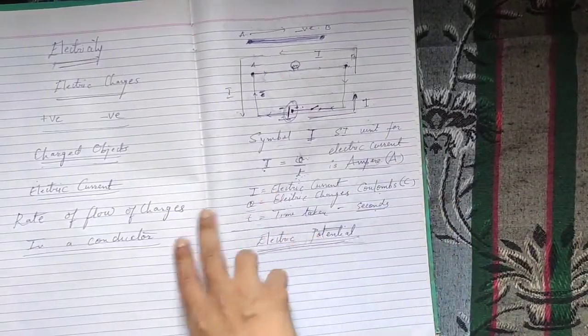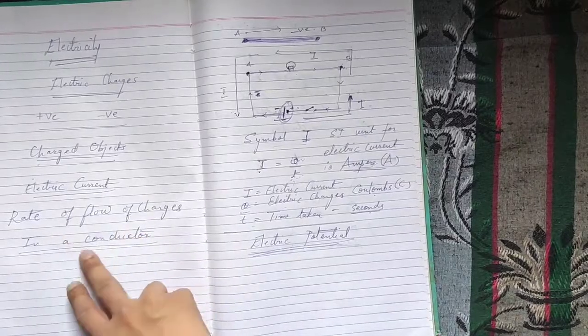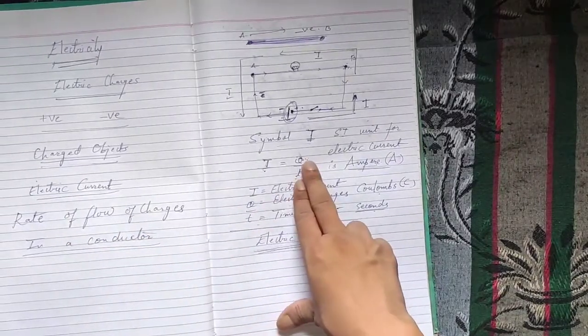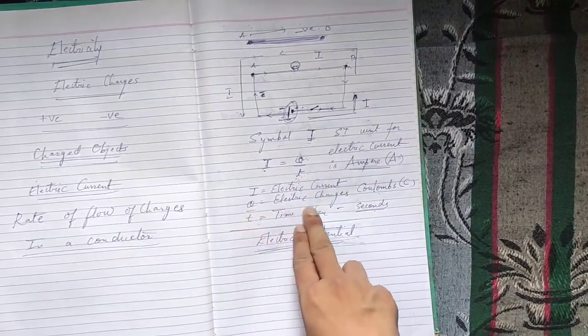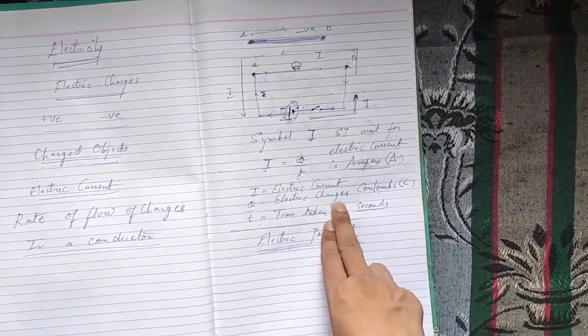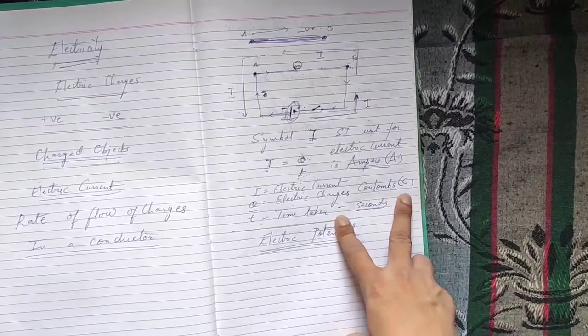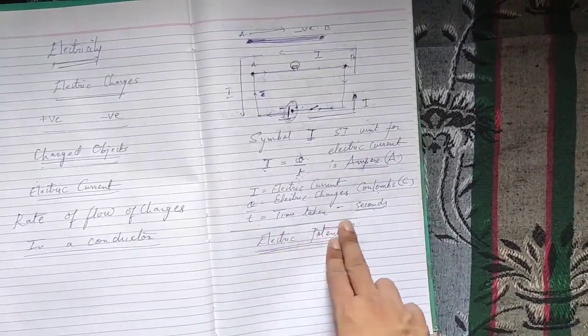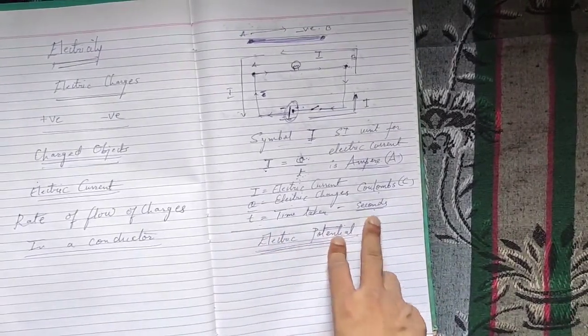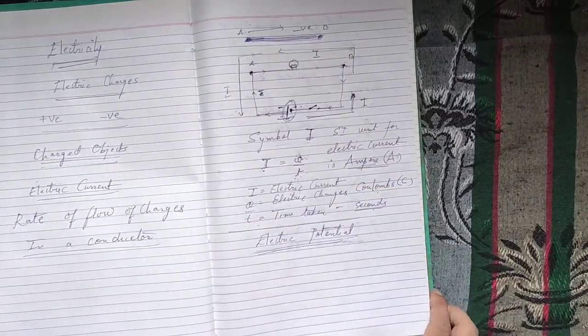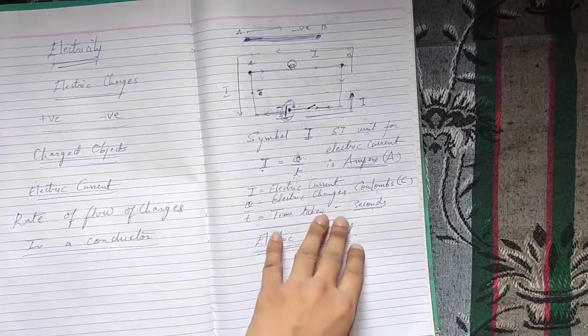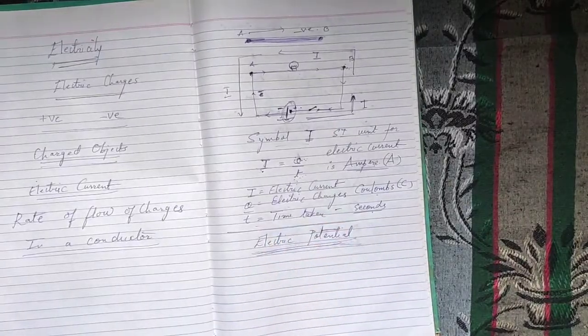Its formula, according to its definition, rate of flow of charges, is given as the amount of charge flowing in a certain amount of time, I = Q/t, where Q gives us the total amount of charge that flows in a circuit, and the unit for charge is coulombs. Time taken is in seconds obviously, and electric current has the SI unit amperes. So in the next topic we will study electric potential.